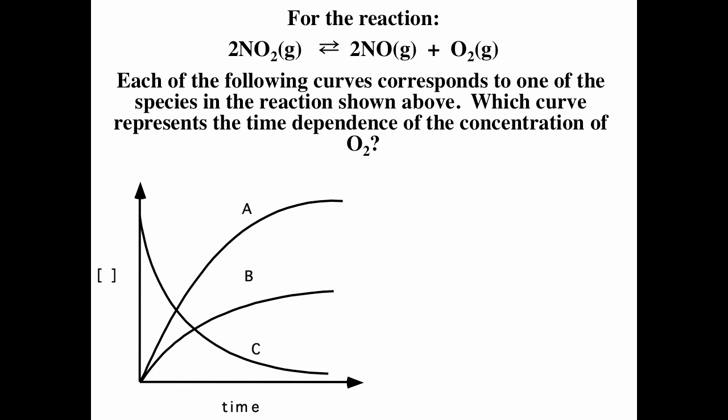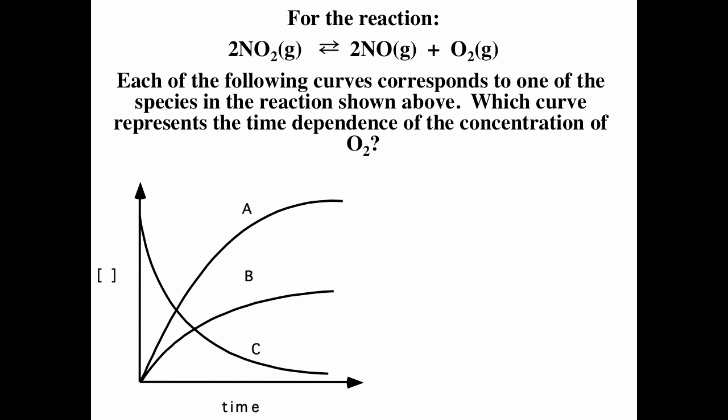Another thing we can look at is, okay, here we have 2NO2 going to 2NO plus O2. Now notice that we have 3 curves because we have 3 things changing. Now which one is which? Well, we assume that the reactants are going down, and so the NO2 has to be C. That means A and B have to be the products.